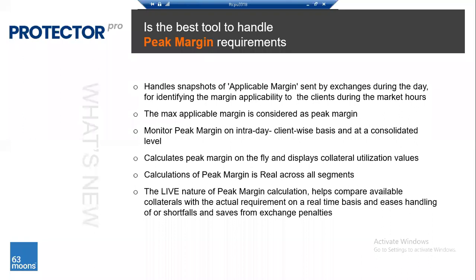Max applicable margin is considered as the peak margin. See, this max applicable margin is the thing where our system itself calculates the margins and shows the peak. And the peak margin is also available from the file. So both things have been provided, whichever way you want to go ahead.